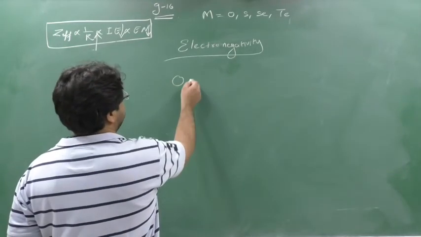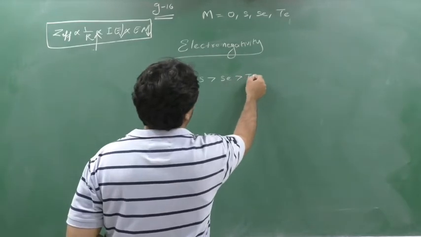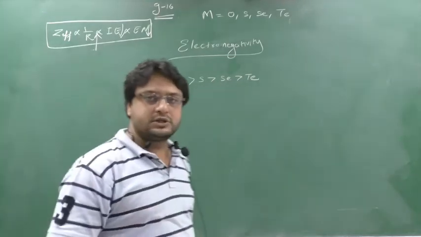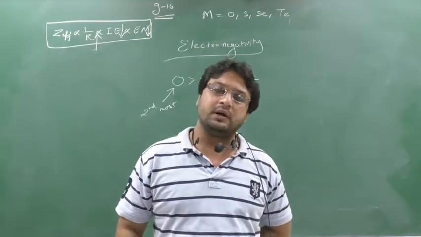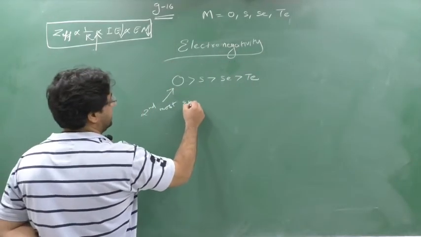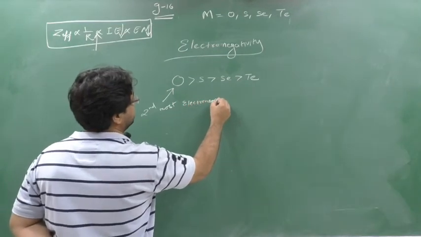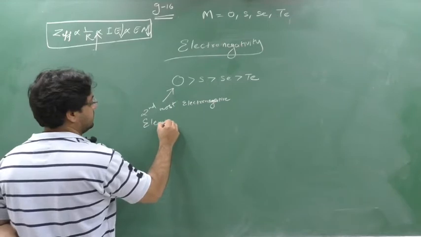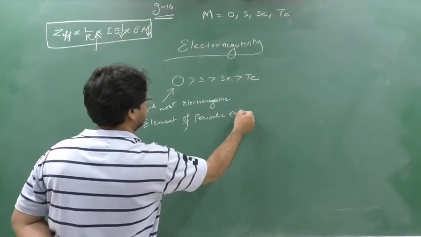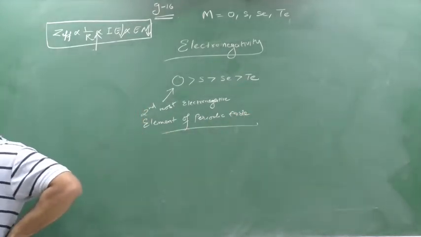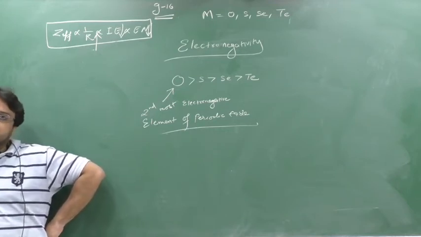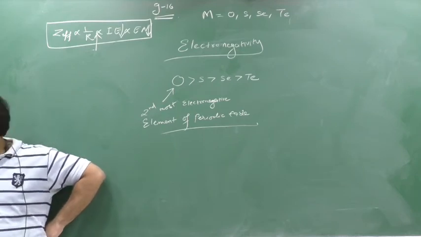So oxygen will have the highest electronegativity, then sulfur, then selenium, then tellurium. And oxygen is the second most electronegative after fluorine. Fluorine is the first most electronegative element of the whole periodic table, and oxygen is the second most electronegative element of the periodic table. So write down, oxygen is the second most electronegative element of periodic table. So as we move downside the group, nucleus force decreases, size increases, electronegativity decreases. Clear this part?